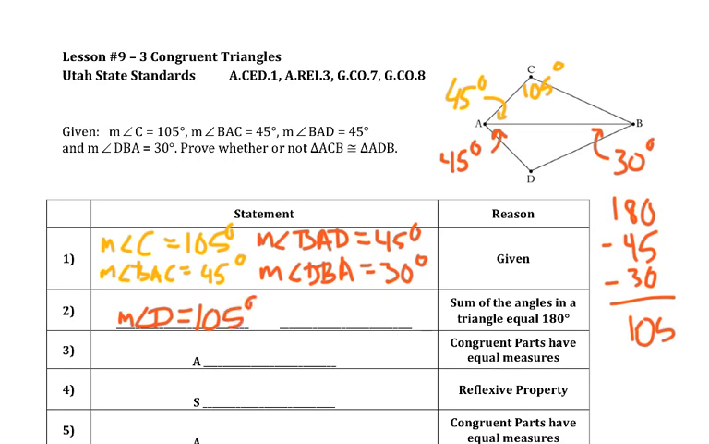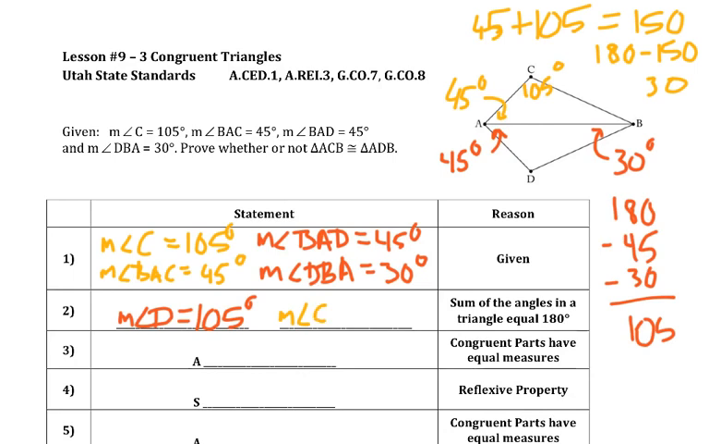Okay, we can do the same thing with our other triangle. We have the 45 and the 105. So if we add those together, that might make a little more sense to us. If we add these together, we get 150. And if we take 180 and subtract 150, we get 30. So we would say that the measurement of angle CBA is equal to 30 degrees.